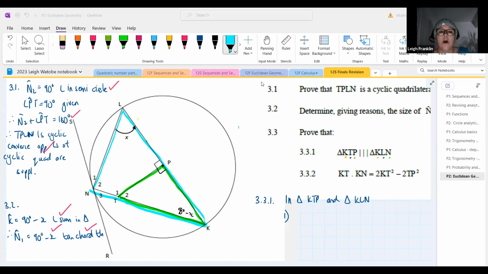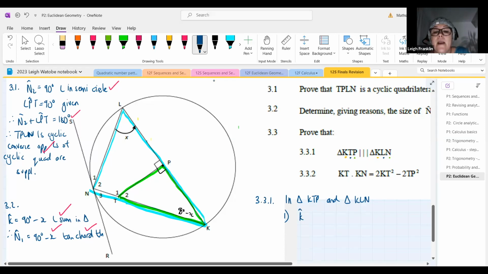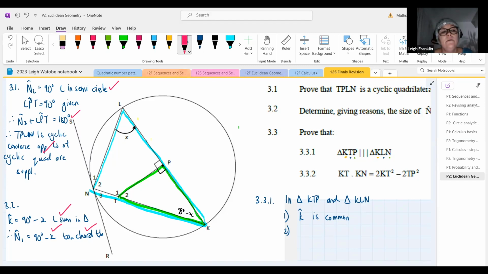Okay, so K is common. Good. Well done, Chloe. K is common. Excellent. Second reason, guys. We've already got it as well. Remember, so we could either work with that angle there and this angle here. Absolutely. Let's just do that. I think that would be the easiest.